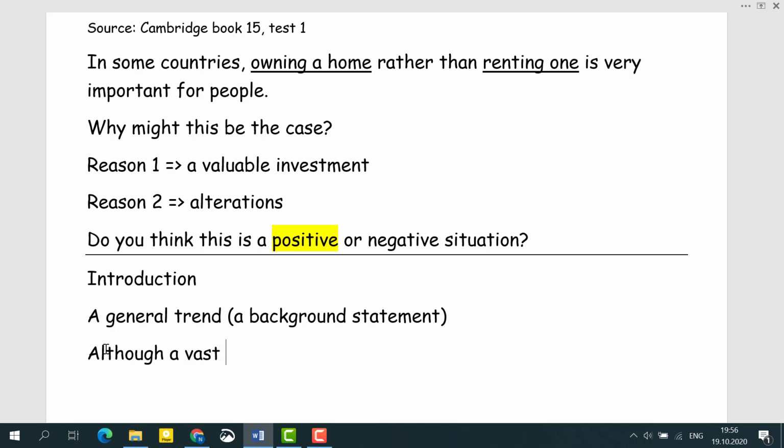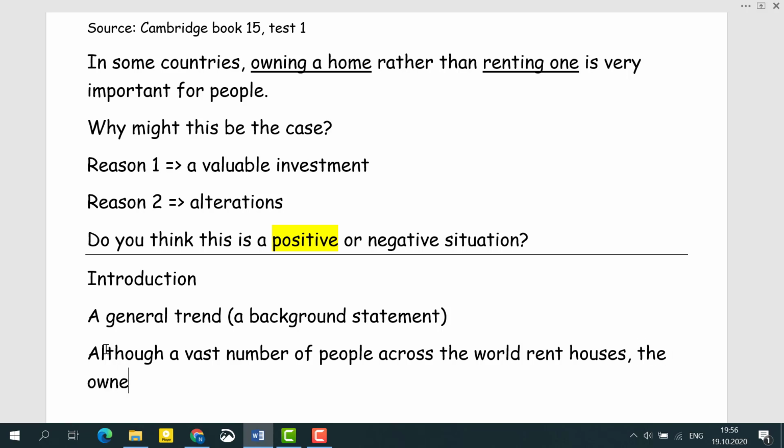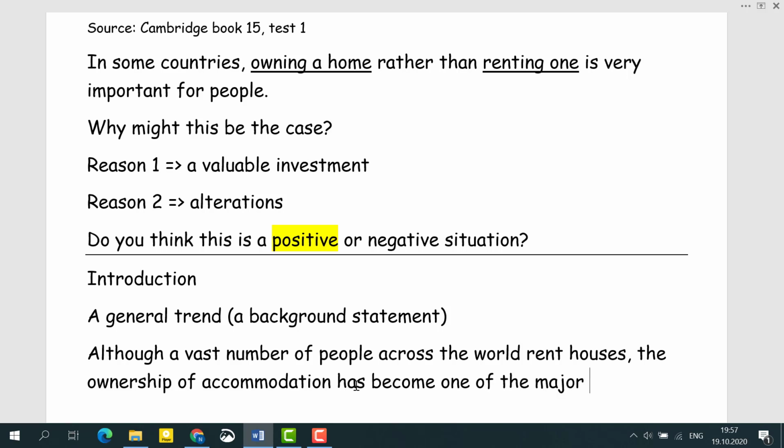Although a vast, let's say, number of people across the world rent houses, the ownership of accommodation, just a second please, has become one of the major, let's say, life goals for whom? For most adults.